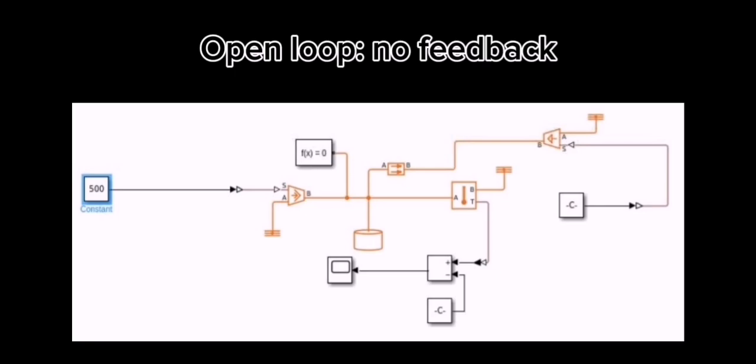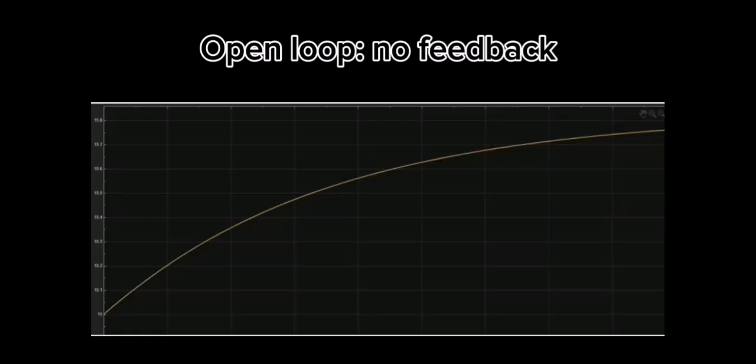First, we studied the system in open-loop mode. In open-loop operation, the heating power is applied directly to the system without taking the actual measured temperature into account. Therefore, there is no automatic correction. In this first case, a constant power of 500 watts is applied. The curve shows a gradual increase in the room temperature. This indicates that the supplied power is sufficient to compensate for heat losses to the outside.